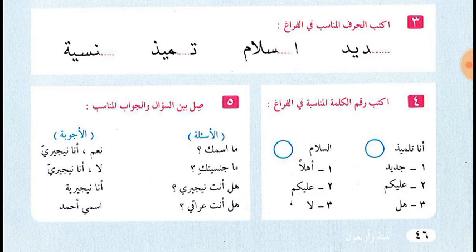Then we have: join the question with the appropriate answer. Start joining. ما اسمك؟ اسمي أحمد. Okay. ما جنسيتك؟ أنا نيجيري. هل أنت نيجيري؟ نعم، أنا نيجيري. هل أنت عراقي؟ لا، أنا نيجيري.